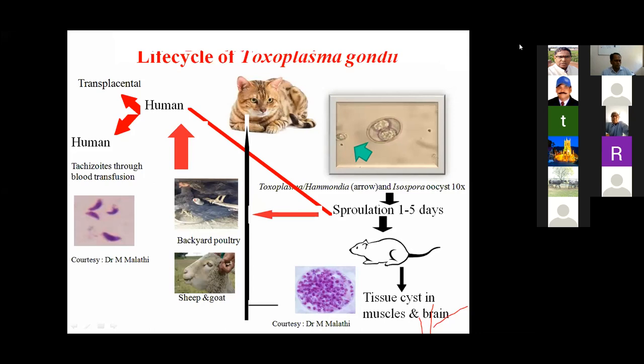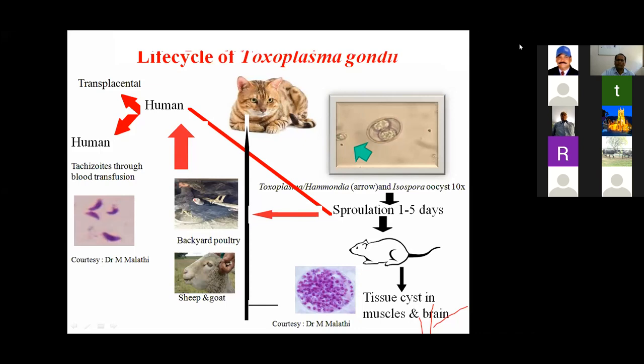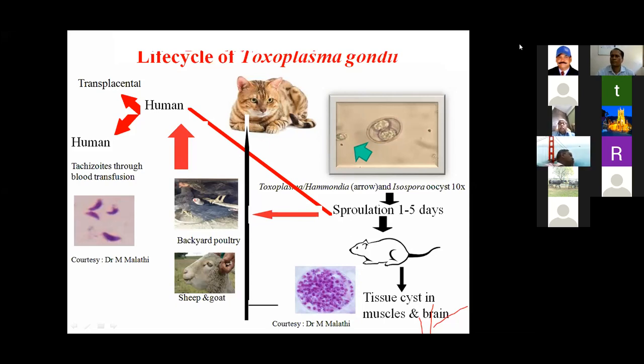But this sporulated oocyst, when accidentally taken by the human, then human gets infected. Or when the sporulated oocyst is taken up by backyard poultry, sheep, goat, cattle, or any herbivore, it will develop into tissue cysts in their muscles and brain. And when we consume this backyard poultry, sheep and goat, the tissue cyst comes into our body. Orally, when we eat semi-cooked or partially cooked meat, it comes into our gut, and from there we get infected.